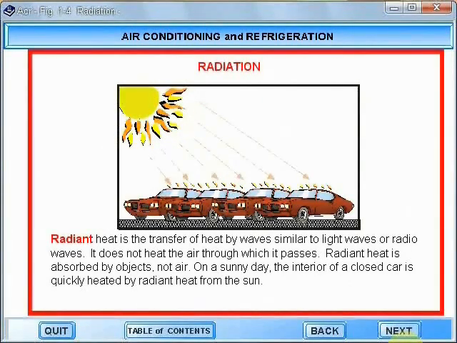Radiant heat is the transfer of heat by waves similar to light waves or radio waves. It does not heat the air through which it passes. Radiant heat is absorbed by objects, not air. On a sunny day, the interior of a closed car is quickly heated by radiant heat from the sun.